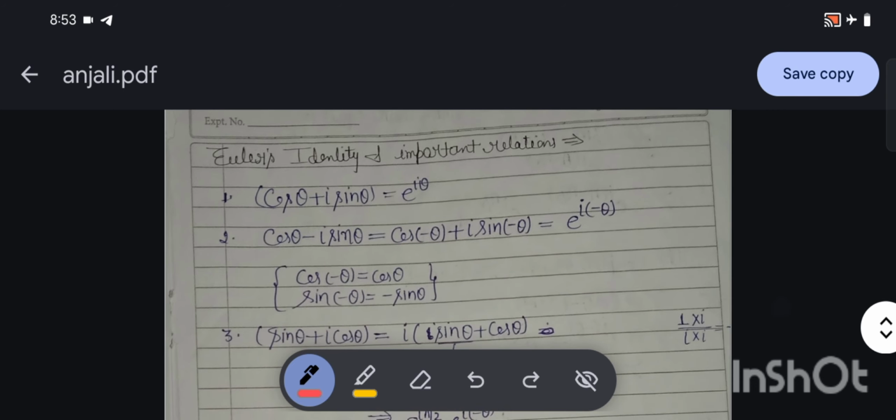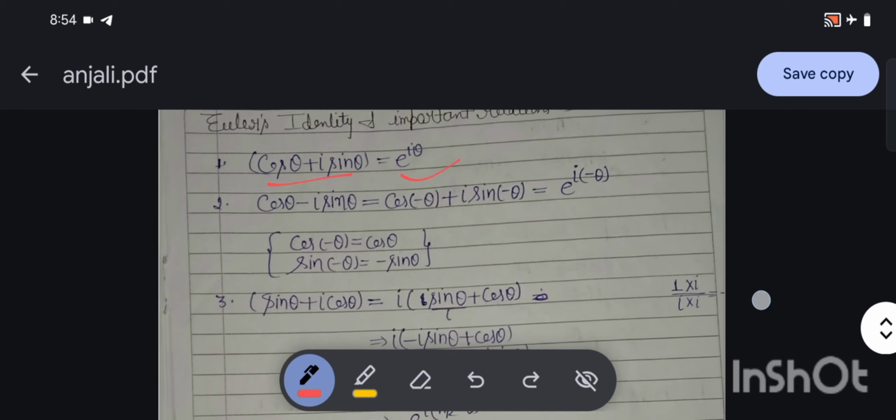And Euler's identity is an important relation. Cos theta plus iota sin theta is equal to e to the power iota theta. This is the polar form, and this is the Euler's form.